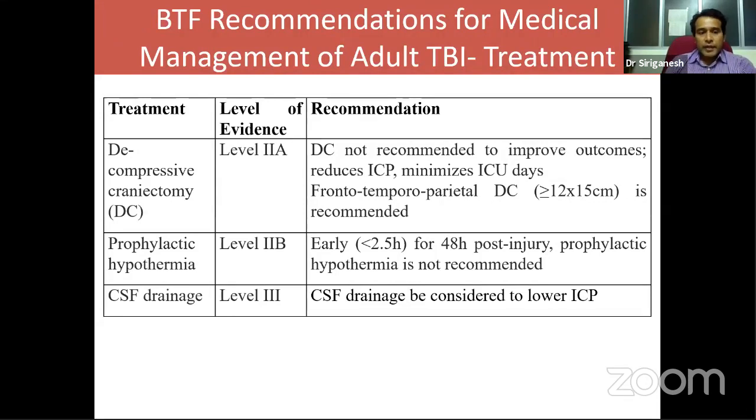Coming to the treatment recommendations, decompressive craniectomy is not recommended to improve outcomes. It helps in reducing the ICP and reducing the ICU stay. When it is performed, a large craniotomy is recommended, mainly for surgeons. Prophylactic hypothermia has no role and is not recommended. CSF drainage can be considered to lower ICP. It's difficult to perform ventriculostomy in patients with traumatic brain injury when ventricles are collapsed because of the raised ICP. But when possible, it is the most effective method to bring down the ICP and also simultaneously monitor the ICP as well.